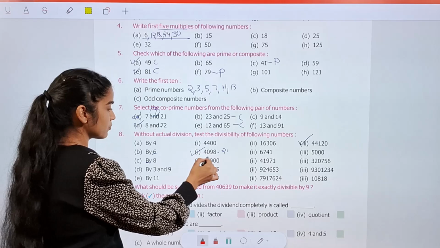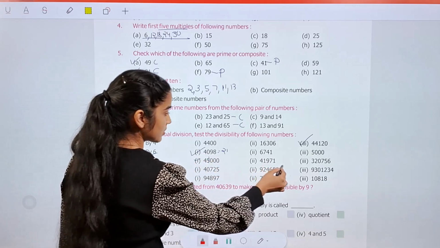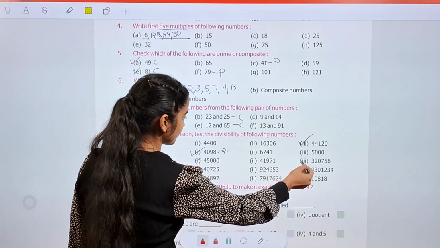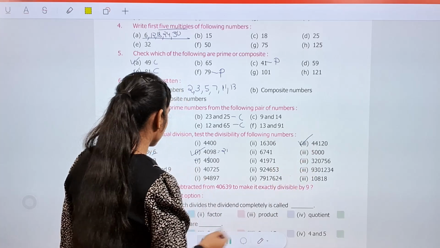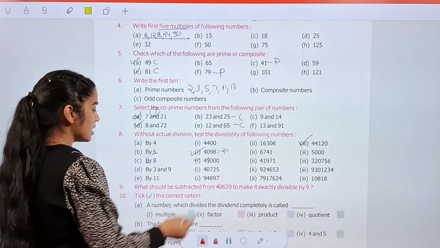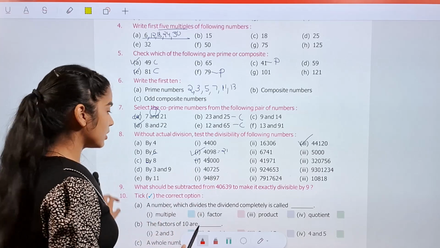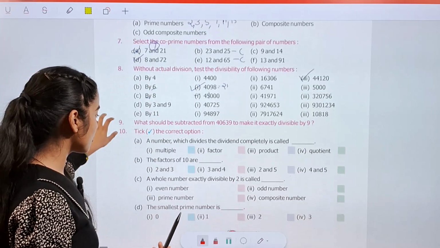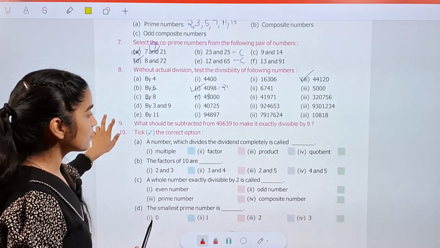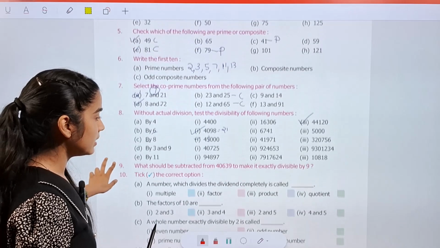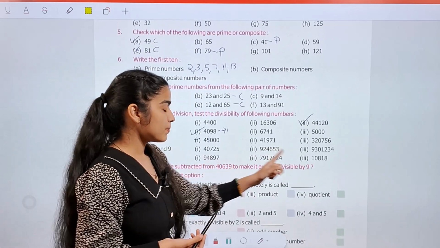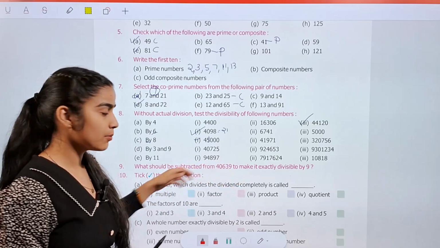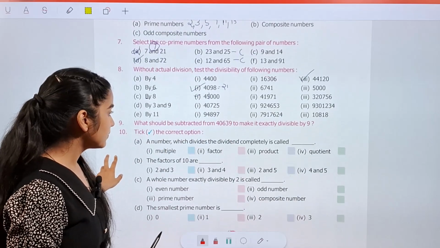By 8, we have to check the hundreds place. This is not possible. This is not. Then 7, 5, 6. By 3 and 9, in the same way, you have to apply your previous knowledge and solve these questions on your own. What should we subtract from this to make it exactly divisible by 9? You have to divide this number by 9, and the remainder you get, you have to subtract it. Then it will become your exactly divisible number by 9.